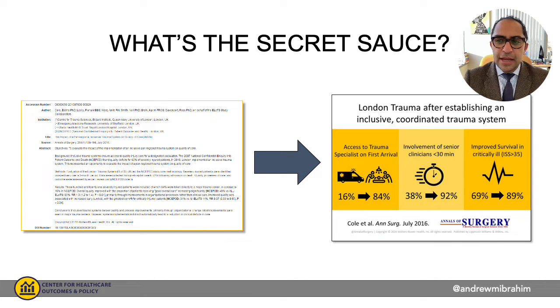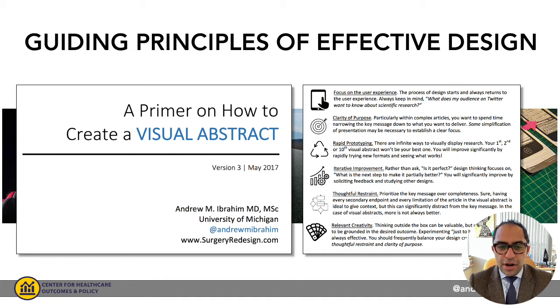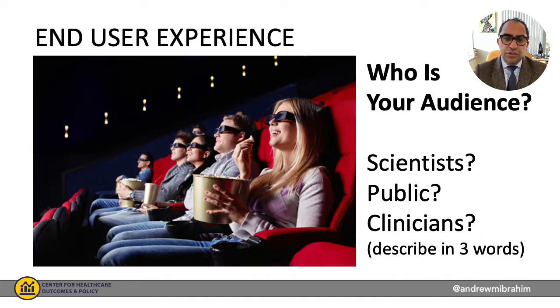So what's the secret sauce? How do you go from this text abstract that's kind of hard to get access to, that people maybe don't catch the main message from, to something visual that helps people find the articles they want to read much faster? I don't have enough time to tell you about all the guiding principles of effective design. If you go to the Visual Abstract Primer, as early as the 3rd version, we had built out a lot of these key design principles. But I'll walk you through a couple of them now to give you a flavor of the underpinnings of an effective visual abstract.